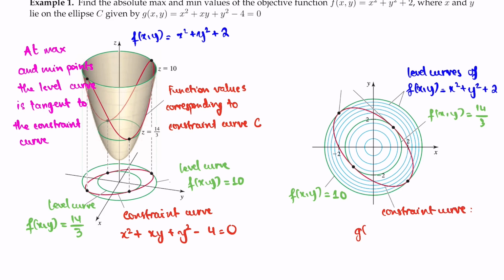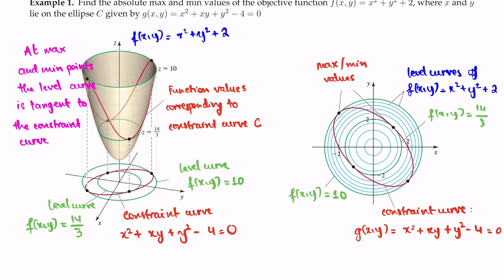And it's given as g of x comma y equal to x squared plus xy plus y squared minus 4 equal to 0. And as the observation that we made earlier, the maximum and minimum values of the function occur at points on C where the level curve is tangent to the constraint curve. So these are the max and min values. Now our job is to find the absolute maximum and minimum values of the objective function x squared plus y squared plus 2 with respect to the constraint x squared plus xy plus y squared minus 4 equal to 0. And again, this is a two-step process.